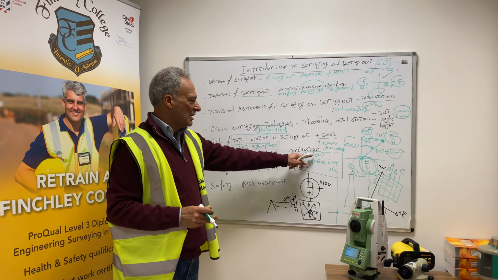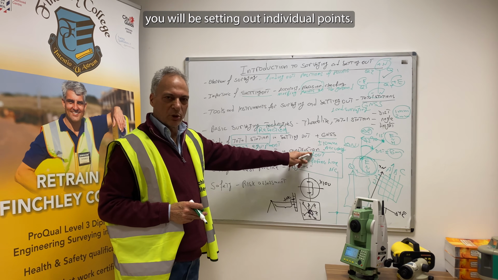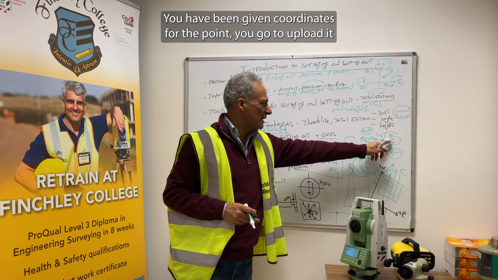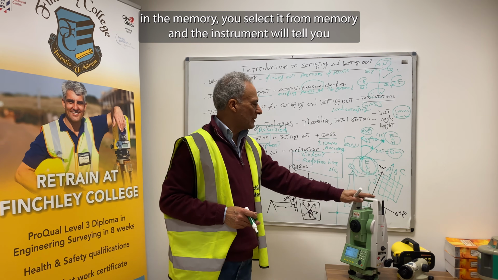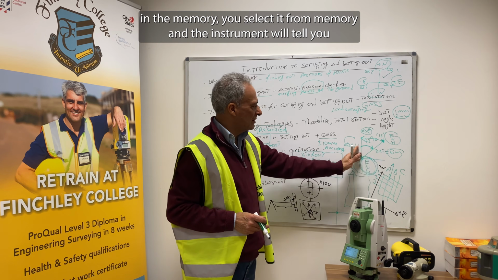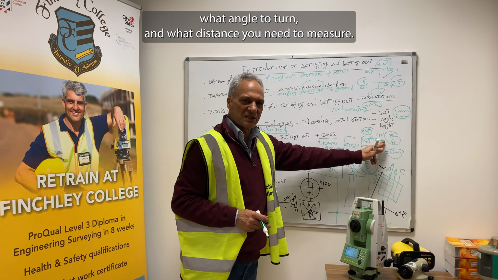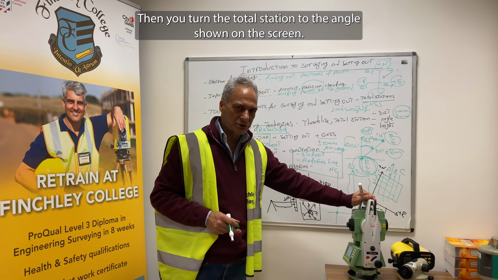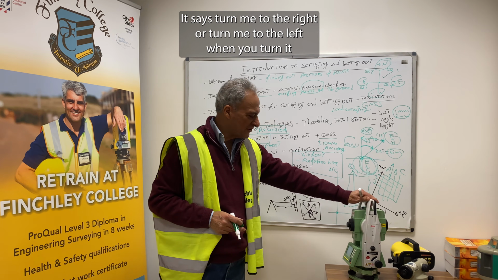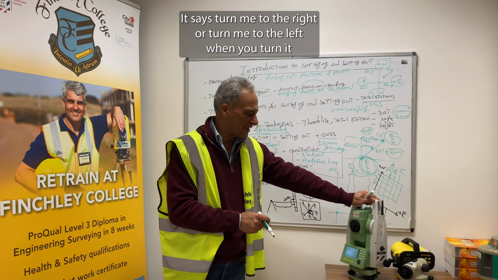With stakeout, you will be setting out individual points. You have a coordinate for the point. You upload it to the memory and select it from memory. The instrument will tell you what angle to turn and what distance you need to measure. Then you turn the total station to the angle shown on the screen. It says turn me to the right or turn me to the left.